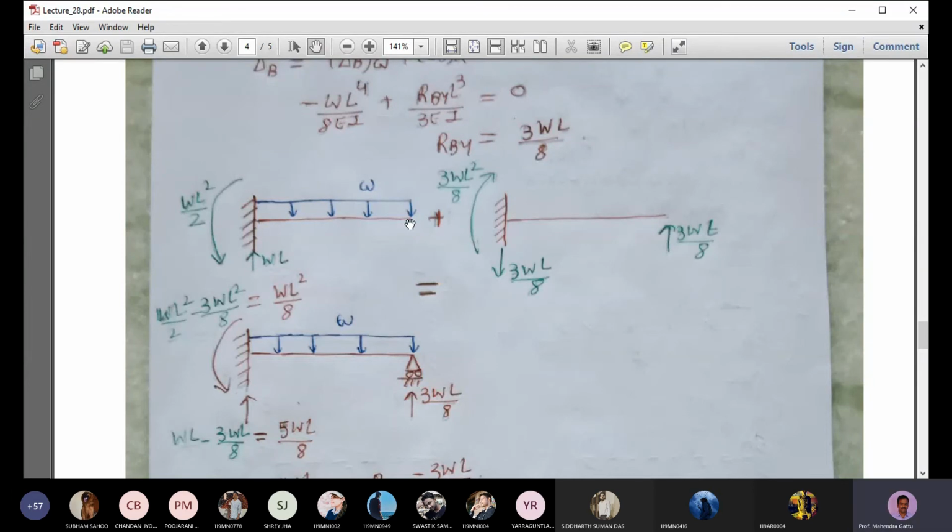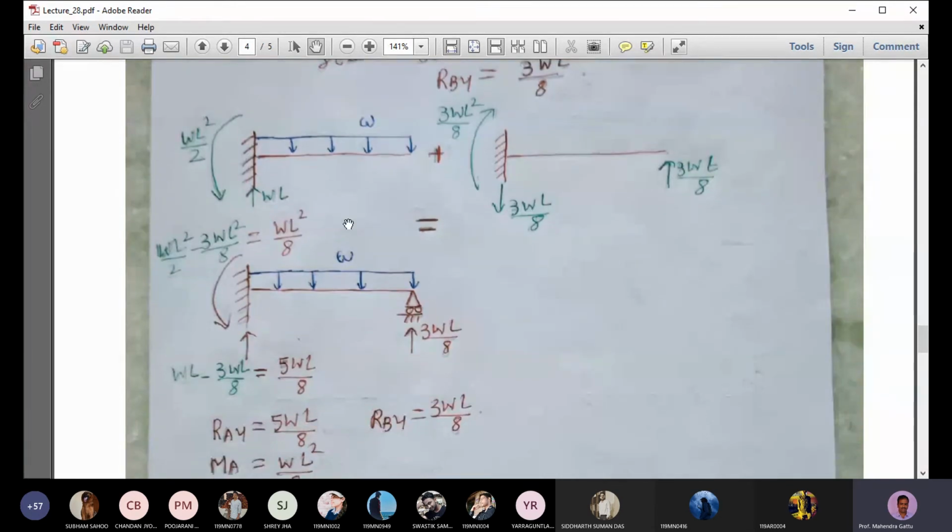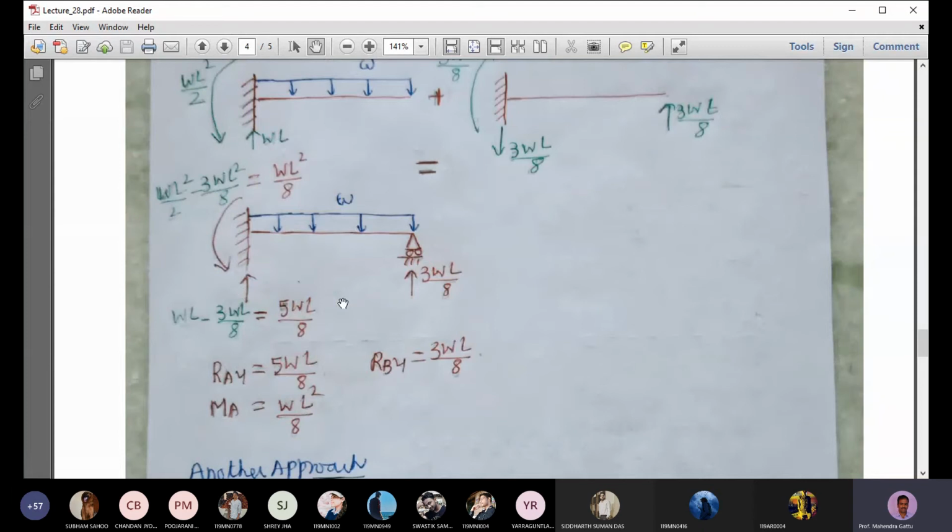And in here it will be 0. So that will be parabolic variation. Okay, so we can solve the same problem in a different way.